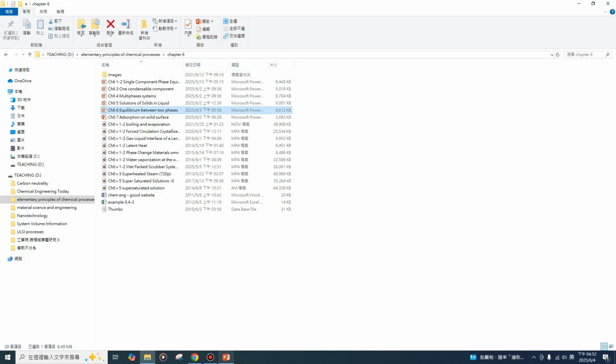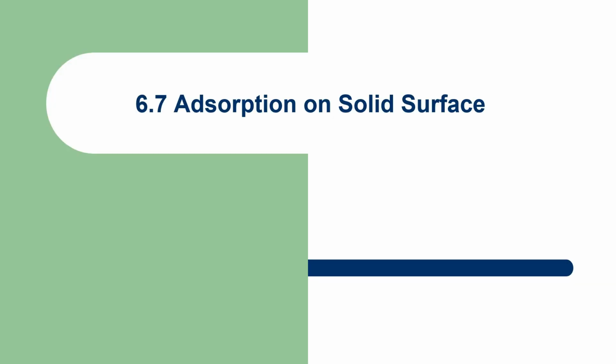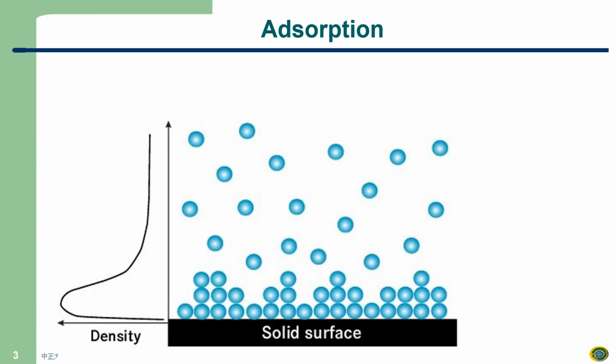This is section 6.6 of chapter 6, which is adsorption on solid surface. So what is adsorption? I just told you that it's related to solid and liquid, or solid and gas, but mainly we want to know the solid and the gas. Well, I might be wrong, but anyway. So this is a solid surface here, and this represents molecules.